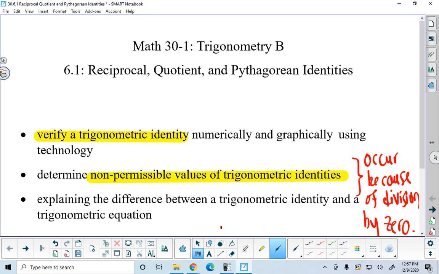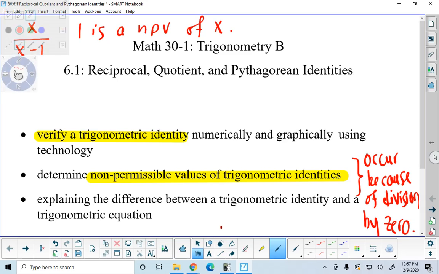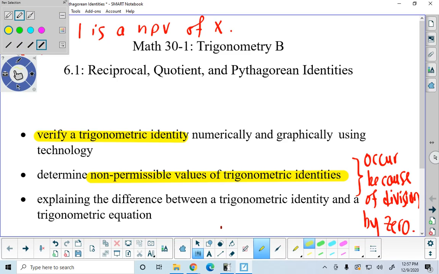We've already talked about non-permissible values before in other areas in math. If you had an expression of x over x minus 1, 1 is a non-permissible value of x. Because if you were to put 1 into that expression, you'd have 1 minus 1 in the denominator, which is 0, and that's just not allowed. You can't divide by 0. We're also going to be looking at the difference between a trigonometric identity and a trigonometric equation.